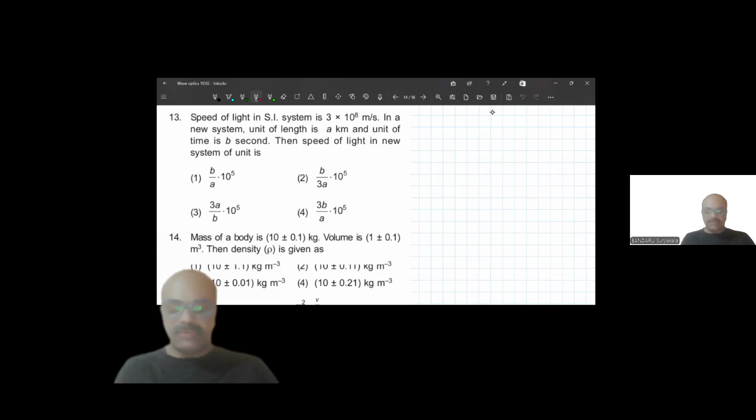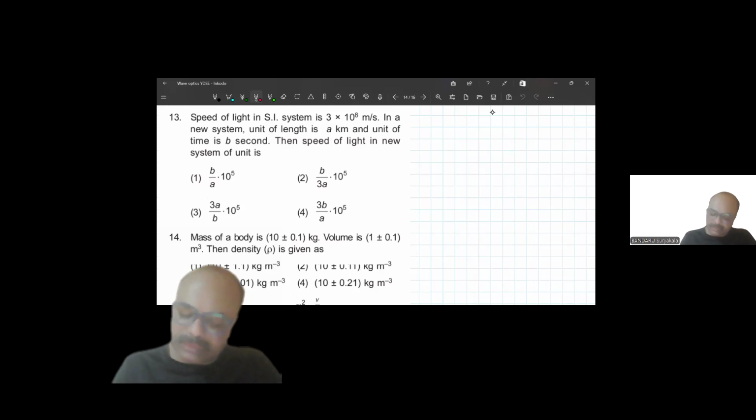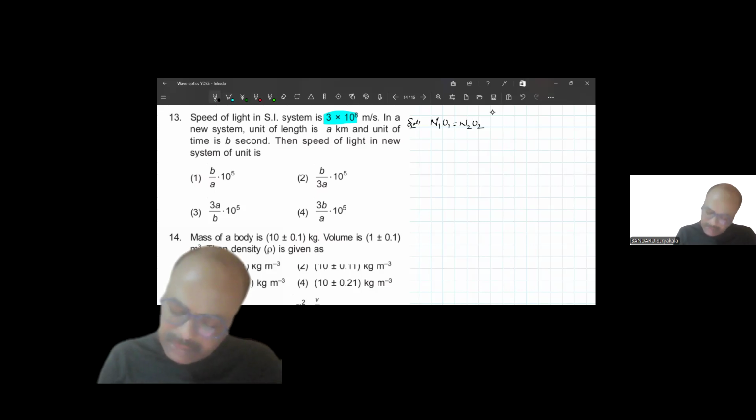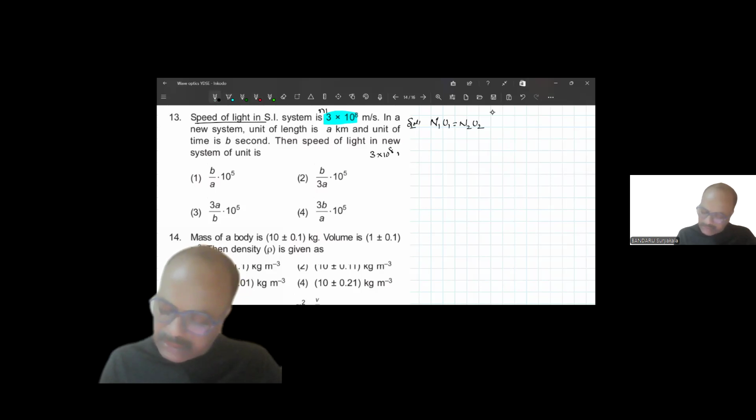Next, the 13th one. If you see, the speed of light is given as 3 into 10 power 8 in one unit. So in another unit, what do they ask? We know a physical quantity we can express as N1 U1 equals N2 U2. Here N1 is given as 3 into 10 power 8. This is the speed of light. Speed of light units is meter by second.